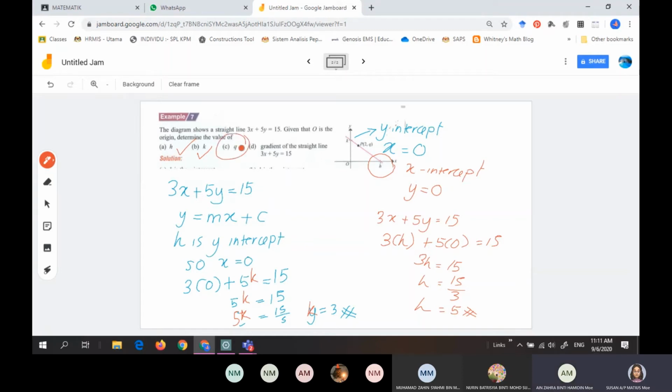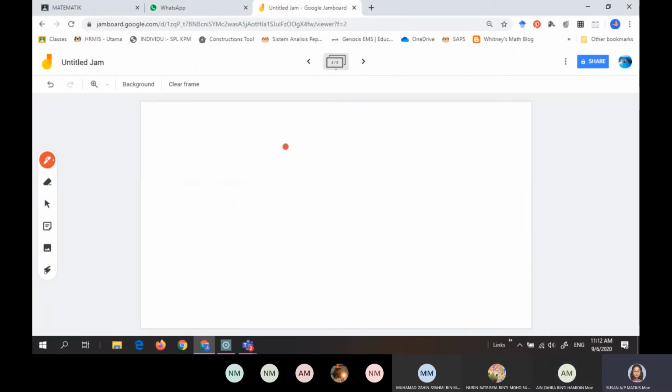Then we look for q. What is q? q is a point which is on the line. If it is on the line, it means 3x plus 5y is equivalent to 15. So what is the value of p? p is given by 2q. This is x, and y is equivalent to q.